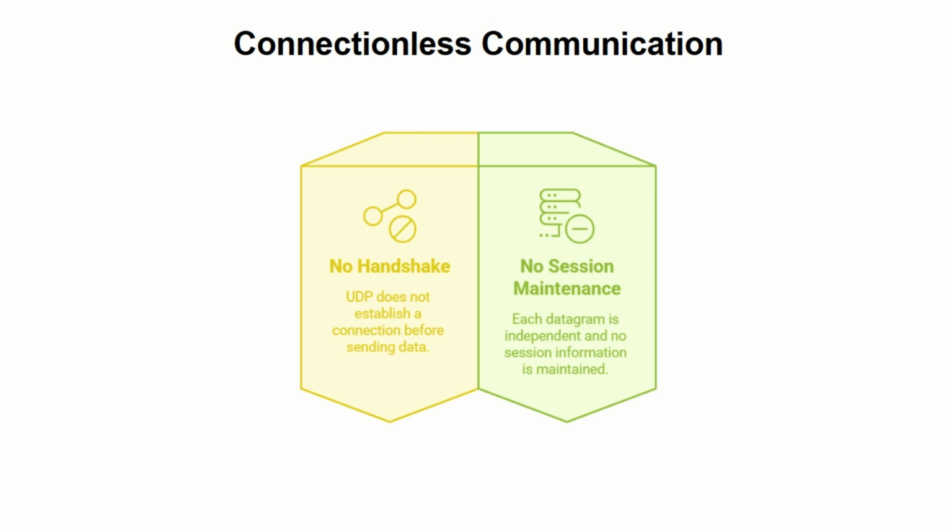UDP is basically a connectionless protocol, meaning it doesn't establish or maintain a connection between the sender and receiver before sending data. There is no initial setup like a three-way handshake. Data is simply sent as packets called datagrams. So there is no session maintenance; each datagram is independent of the others.